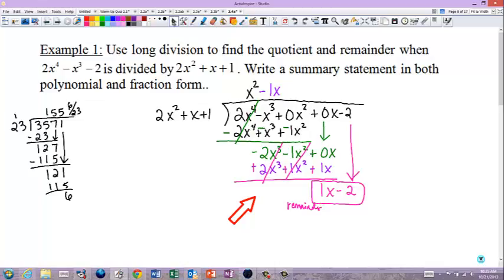Now write a summary statement in both polynomial and fraction form. Just like we did the 6 over 23 here, we're going to do the same thing here. We're going to say plus 1x minus 2 over 2x squared plus x plus 1.